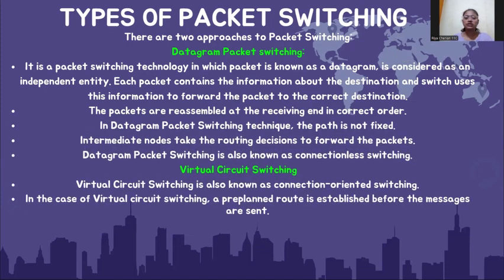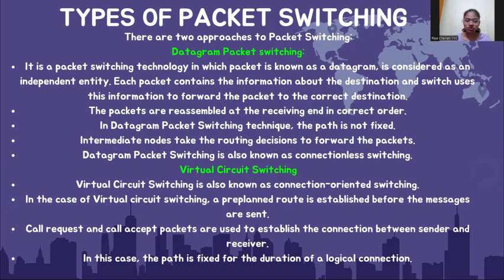Next, let's deal with types of packet switching. There are two approaches to packet switching. First is datagram packet switching. It is a type of technology in which a packet is known as a datagram. It is considered an independent entity, and each packet contains the information about the destination, and the switch uses this information to forward the packet to the correct destination. Further, the packets are reassembled at the receiving end in the correct order. In datagram packet switching, the path is not fixed. Intermediate nodes take the routing decisions to forward the packets. Datagram packet switching is also known as connectionless switching.